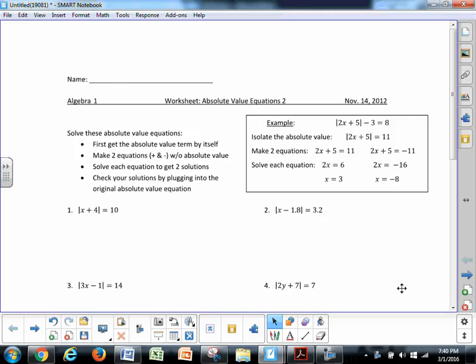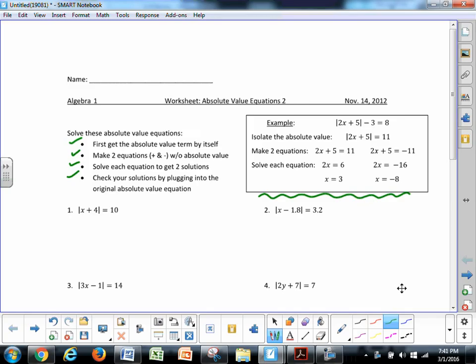Hey students, this is 6.3 review. On this one, we're going to review solving absolute value equations. You can see that there's an example here that you can go ahead and use. Refer back to that checklist here of what you should do to solve an absolute value equation.